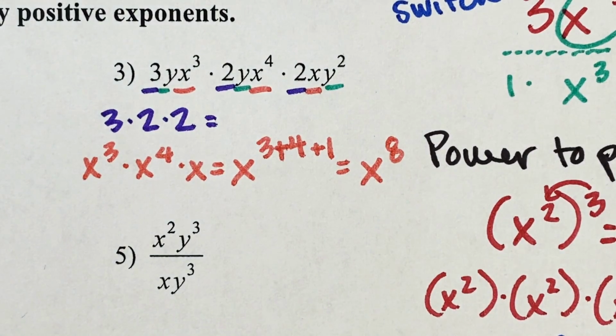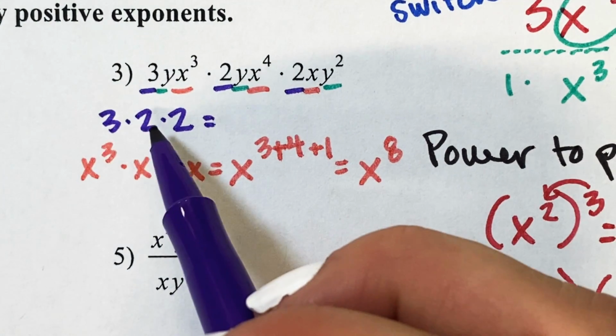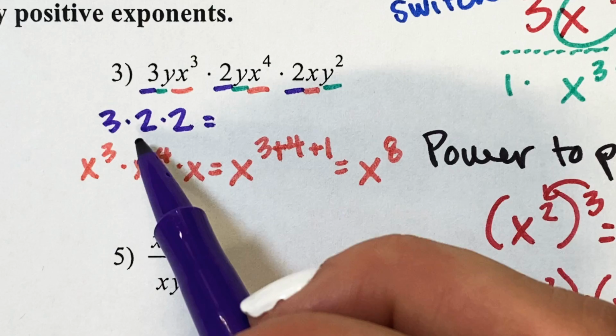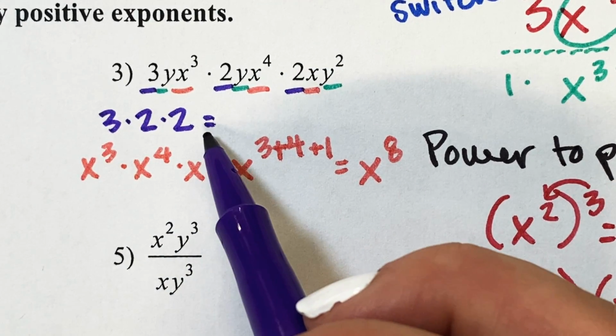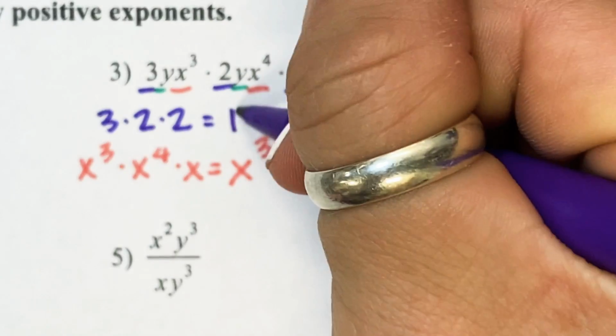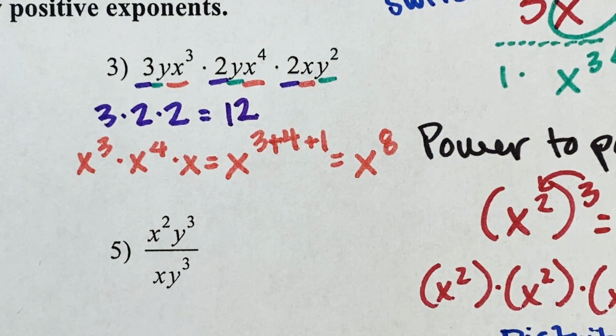Okay, really quick before we do our y's, let's just figure out what our coefficients are going to multiply to. 3 times 2 is 6. 6 times 2 is 12. Nice job. Okay, last piece, let's do our y's.